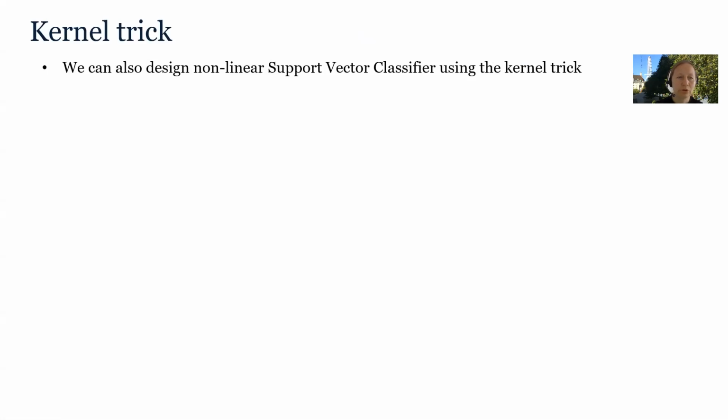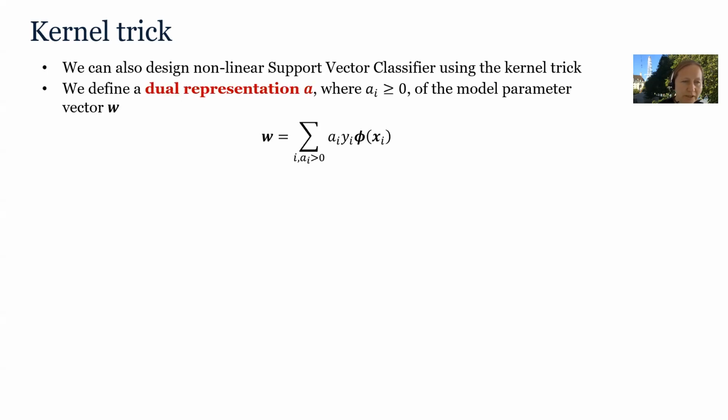We can also use the kernel trick to create a nonlinear SVC. To do that, we will define the dual representation a of the model parameter vector w. So this is the equation. The vector w is expressed through the dual representation, the label vector, and the transformed feature vector. The dual representation elements have to be always positive or zero in this case.